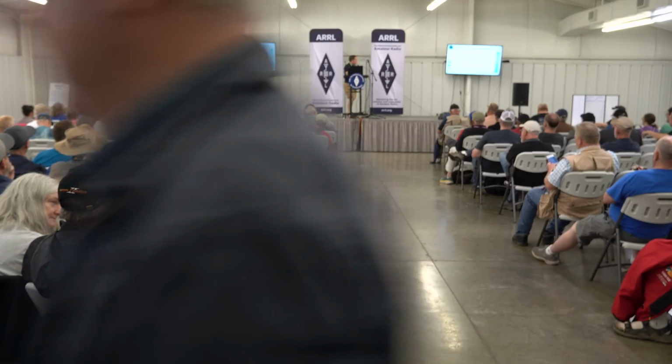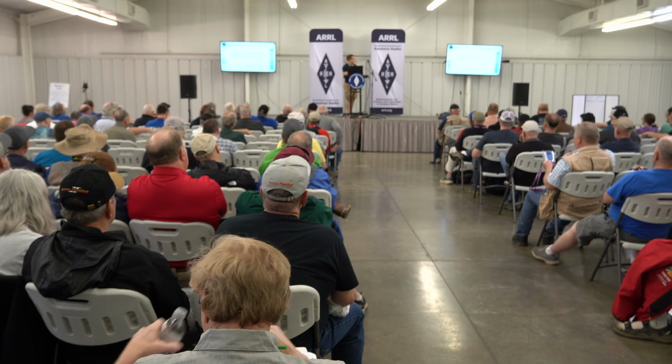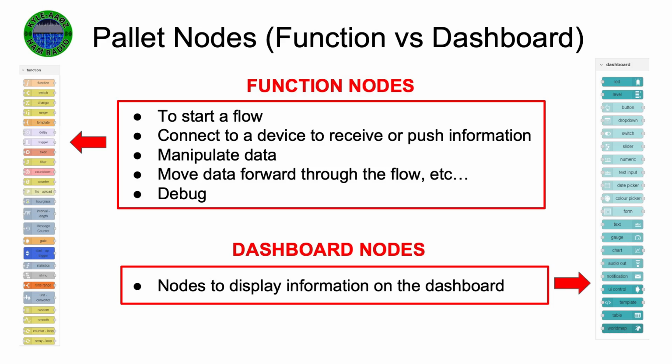The main takeaway from this slide is that all of your pretty colored nodes are your function nodes. They do some type of work. They get information out of a device. They manipulate data. They debug. They move data forward through the flow.